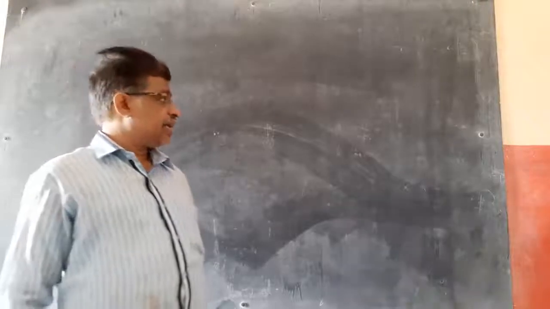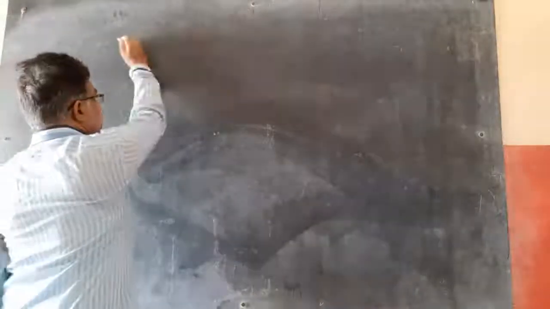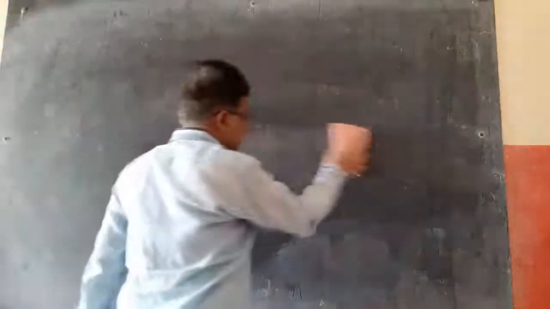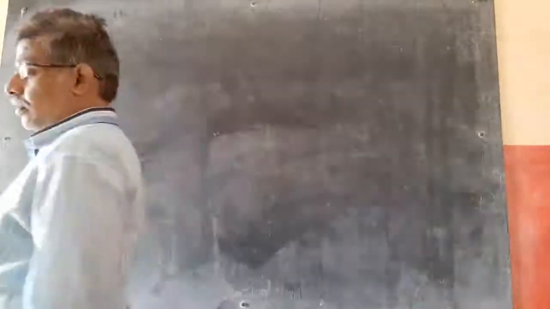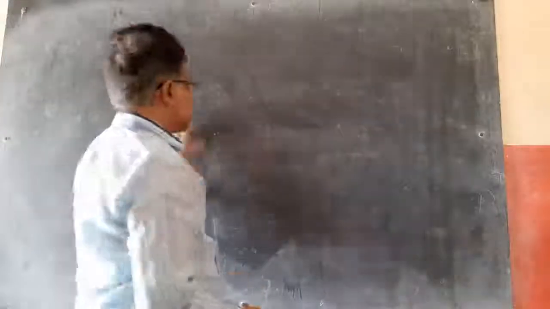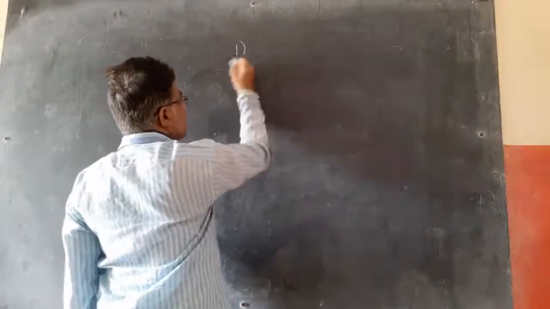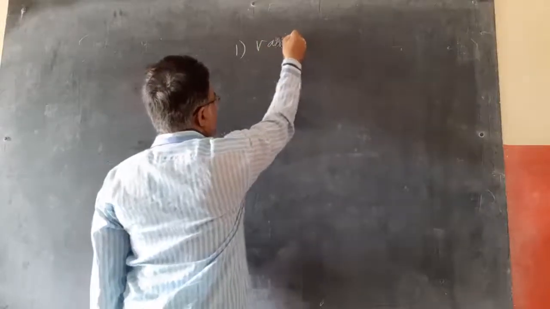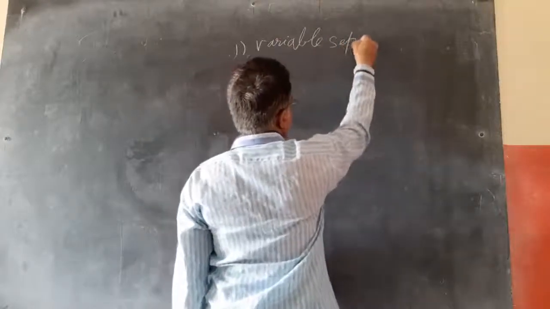There are different types of first order, first degree differential equations. For solving them there are different ways. Depending on the equation, we will proceed. Usually, differential equations are of 7 types. Number one, variable separable.